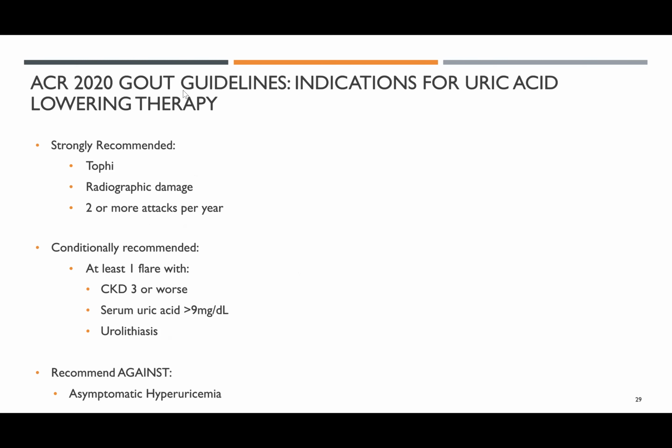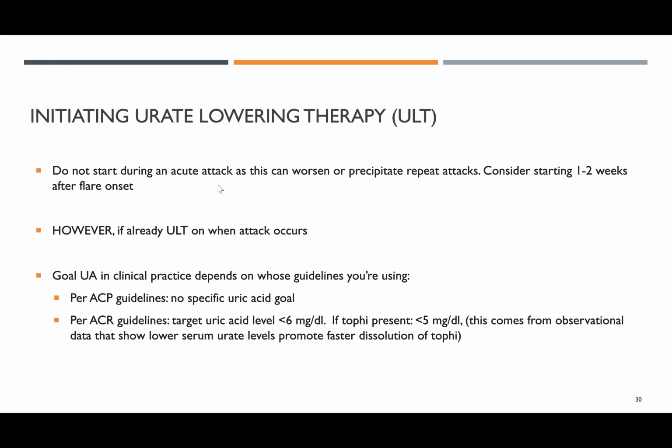They strongly recommend urate-lowering therapy in anybody with tophi, erosions on X-ray or ultrasound, 2 or more attacks a year, and to consider these medications in people who are having at least one flare and CKD3, really high serum urate above 9, or people with kidney stones. Remember, don't use it in people with asymptomatic hyperuricemia. So what are our agents?